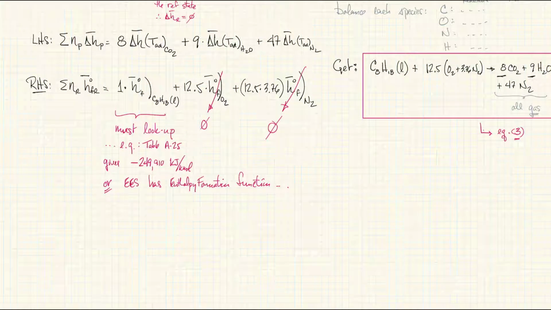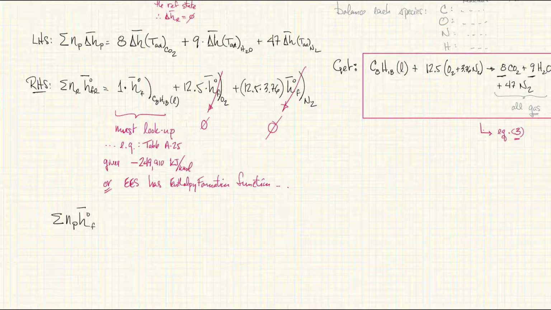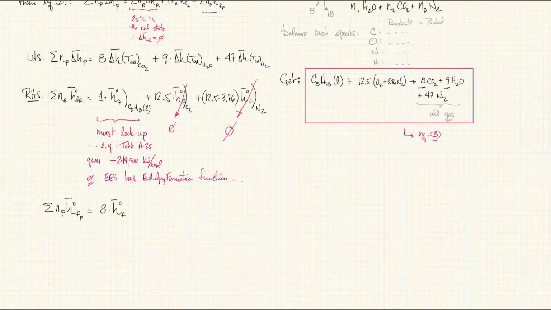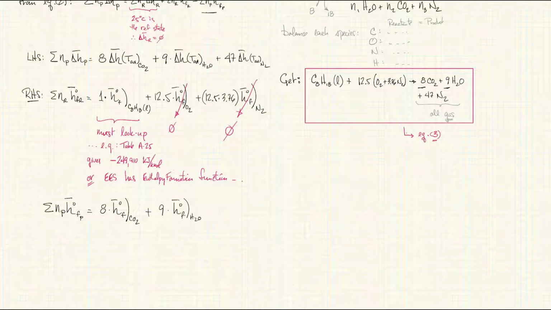In other words, it absorbs 249,000 kilojoules per kmol in order to produce C8H18. All right. You can also use EES to look up these values. Also on the right-hand side is the enthalpy of formation of the products. So in this case, CO2, H2O, and N2.